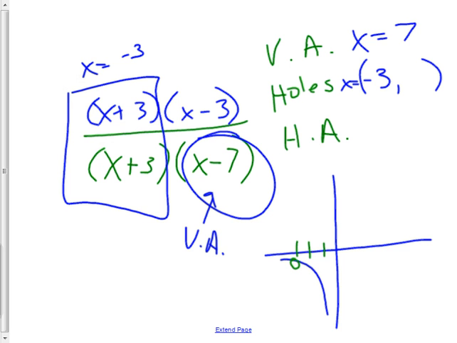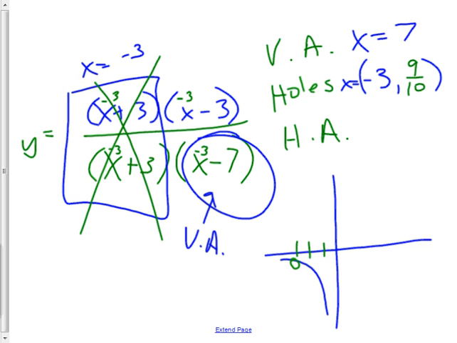Exactly where is it? At -3 comma what? What you do is you put in a -3 in the first place. You realize, oh, I'm going to have a problem because it creates this 0 on the bottom. But then once you cancel this out and you put in the -3 here, you can see exactly where y equals this whole thing. It'll tell us that y equals -3 minus 3, which makes -9, over -3 minus 7, which makes -10. -9 over -10 makes 9 over 10. So there's exactly where my hole would be.